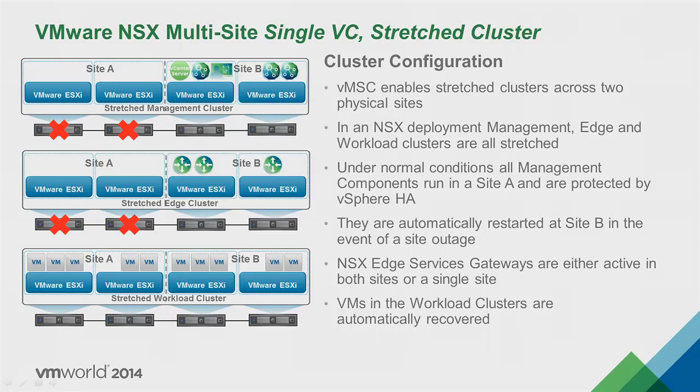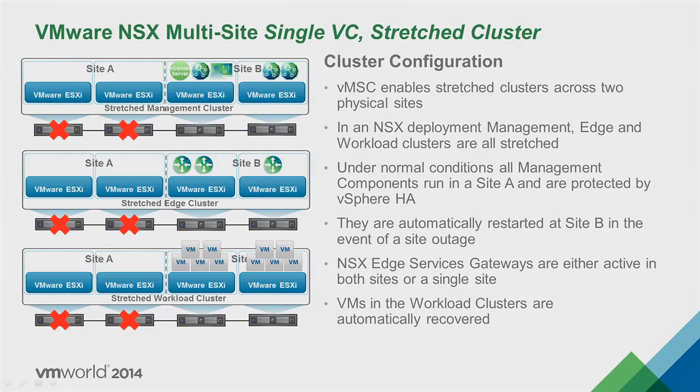And as we mentioned, all of the workload clusters are stretched as well. So virtual machines can be vMotioned between sites, and they'll automatically be restarted by vSphere HA over in site B in the event of a failure. So you can see we have that automated disaster recovery capability, because the logical networks that back these workloads are already available and spanning both sites.